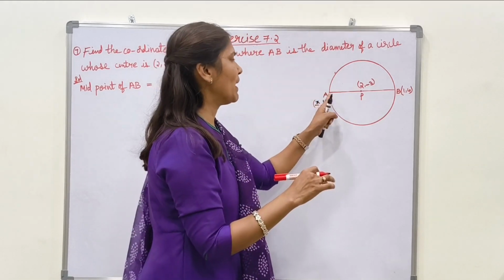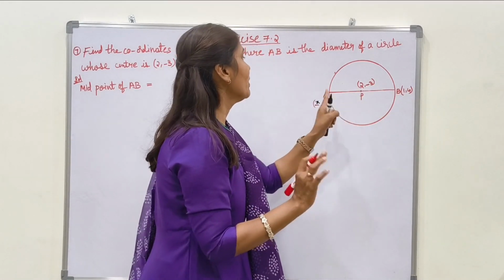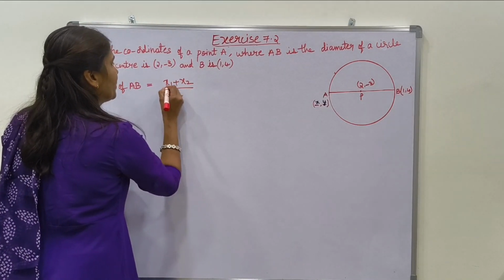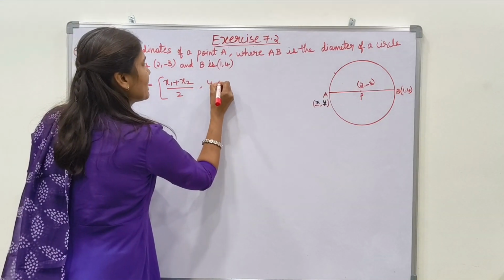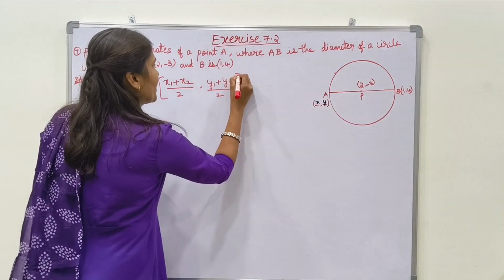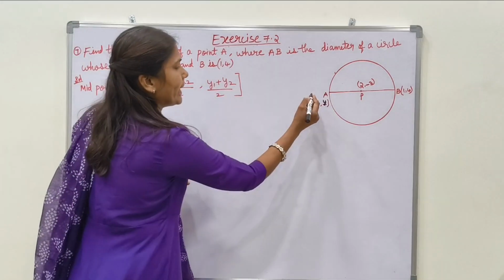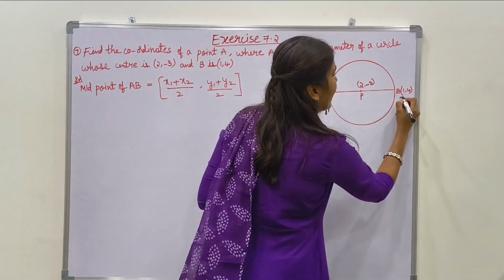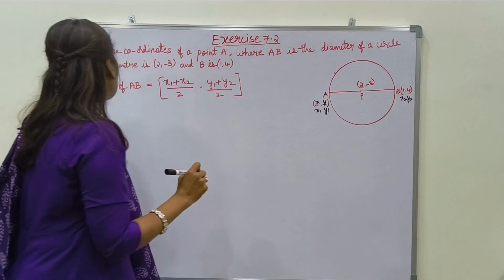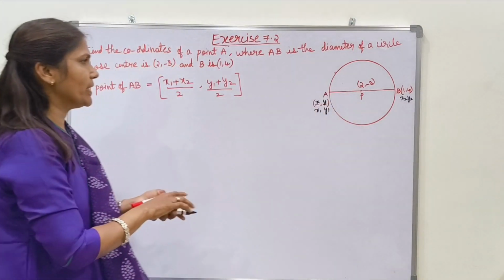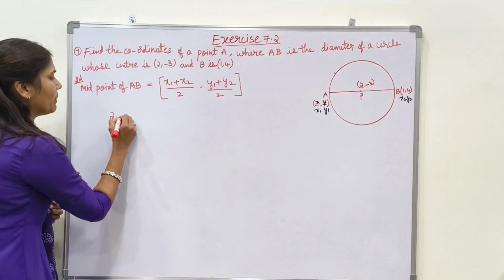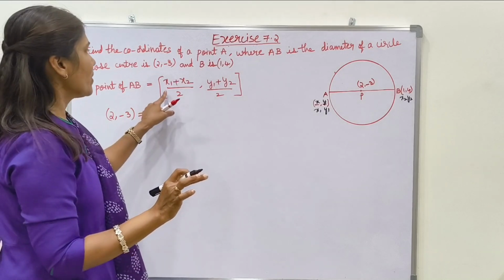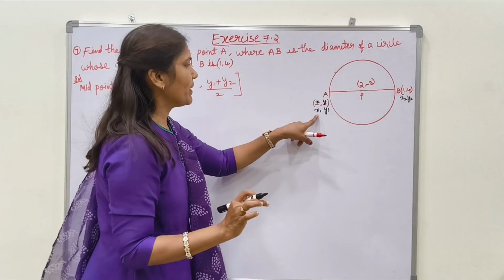So we will use the midpoint formula. The midpoint of AB is equal to x1 plus x2 divided by 2, comma, y1 plus y2 divided by 2. Observe here: the A coordinates are x, y, so we take x1, y1. This one we take as x2, y2. The midpoint of AB has coordinates 2, minus 3. So the midpoint of AB is equal to 2, minus 3. So x1 plus x2 divided by 2, y1 plus y2 divided by 2.